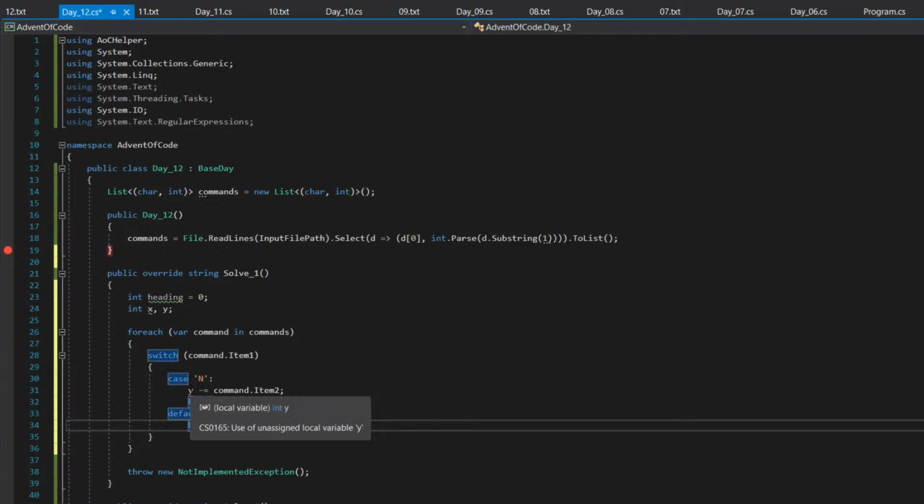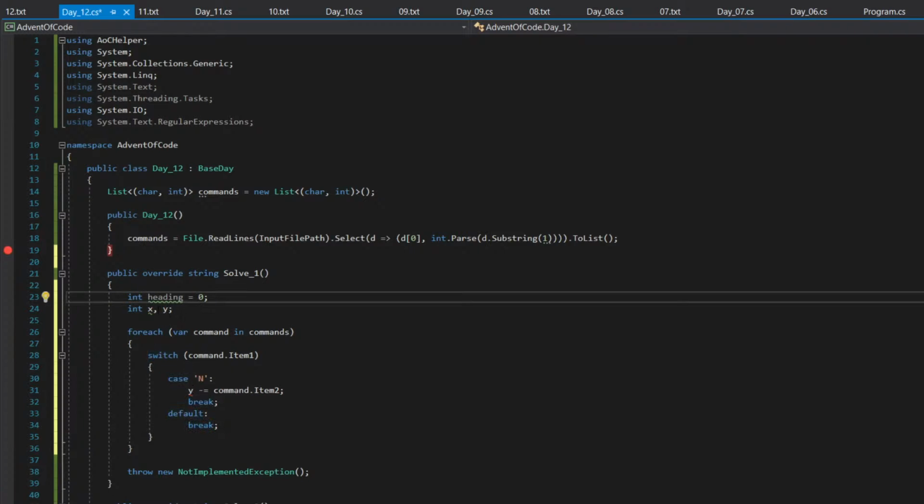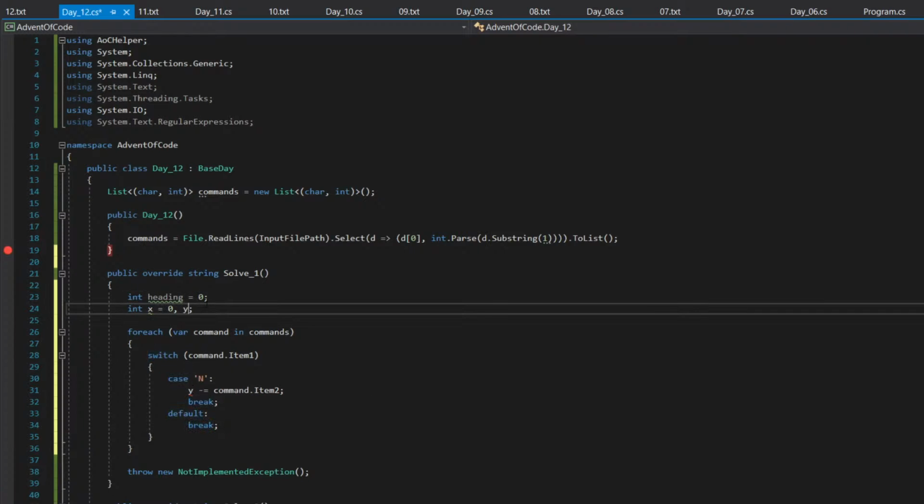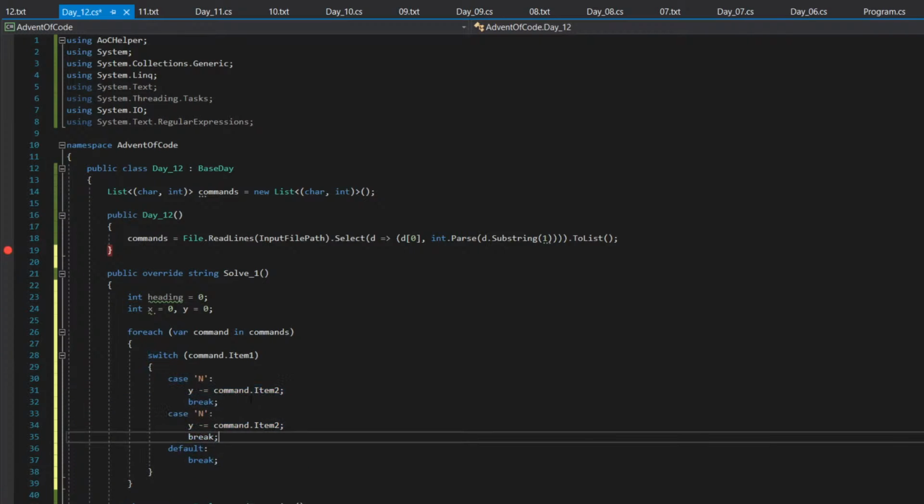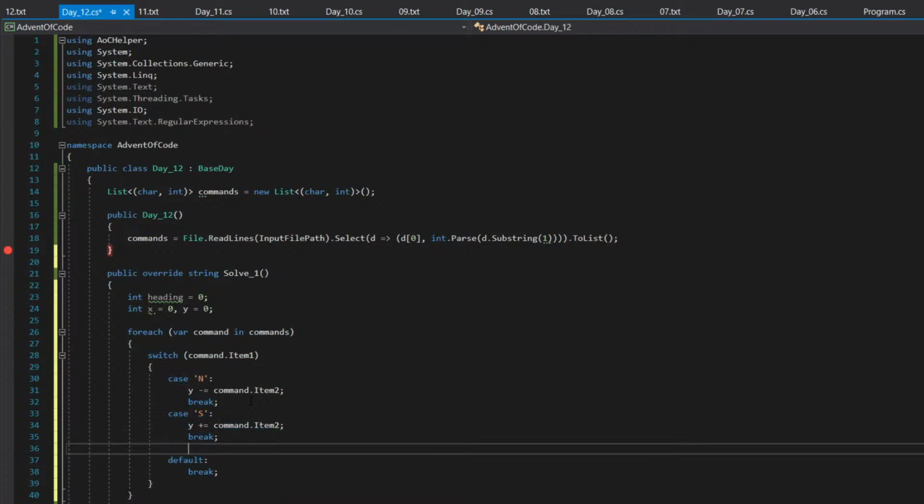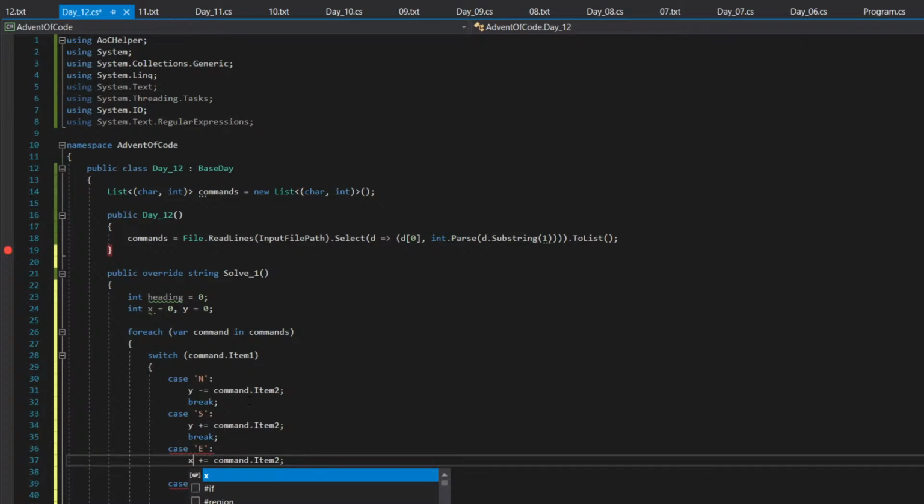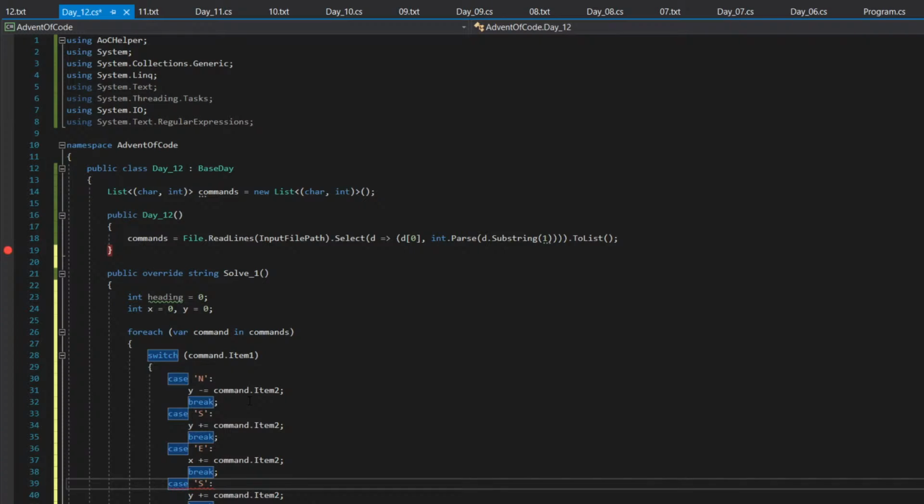Let's see. What are you unassigned? How about now? Okay, it's happy. All right, there's north. Let's go south. So we're going to add our value. We can go east and west. So east is to the right, so that's going to be x plus. West is to the left, that's going to be x minus.